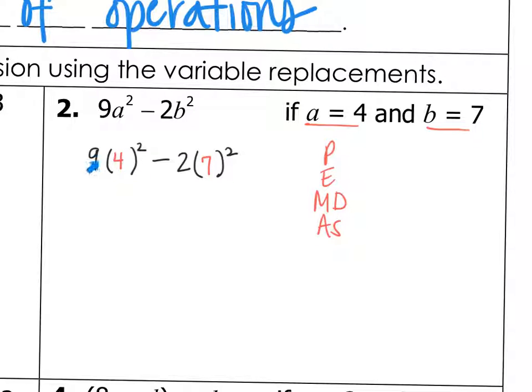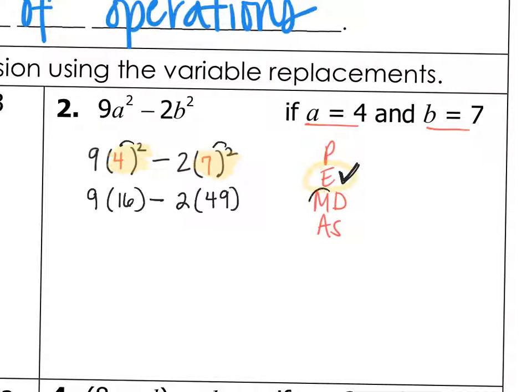So we have multiplication, but we also have exponents, and we have subtraction. So first and foremost must go our exponents. So that has to happen first before anything else can happen. So let's take care of that. 9 is not multiplying to 4, but it is multiplying to 4 squared, also known as 16. 2 is not multiplying to 7, guys, but it is multiplying to 7 squared, which is 49. And that was us taking care of our exponents. That has to happen first.